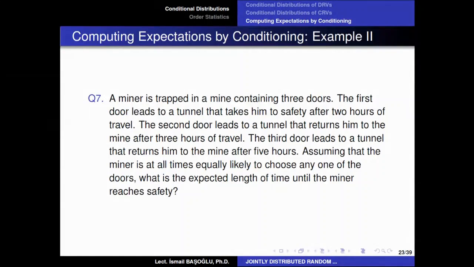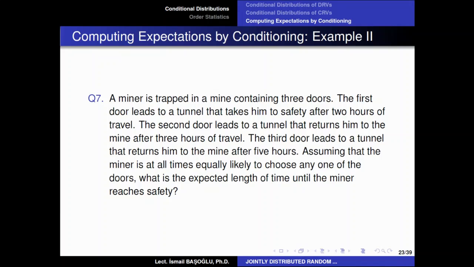So there are 3 doors in front of you. If you choose one door, that door is going to be the correct door, and it is going to bring you safety after 2 hours. So it takes 2 hours to bring you to safety. The second door leads to a tunnel that returns you to the mine, to the beginning again, okay?